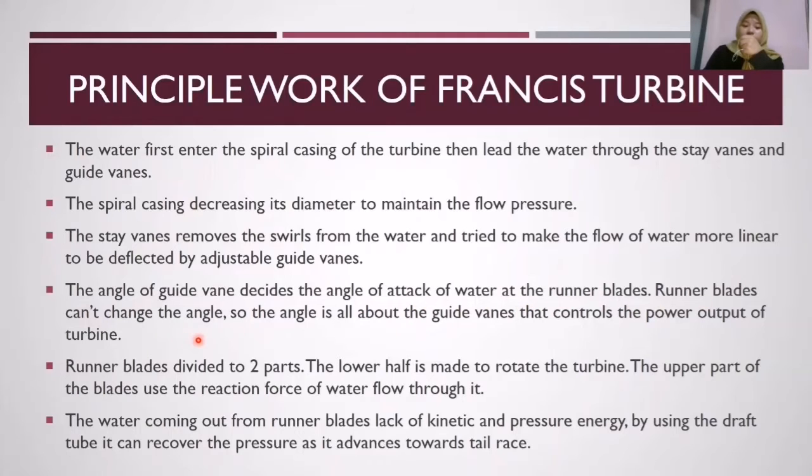Runner blades can change the angle, so the angle of the guide vanes controls the power output of the turbine. Runner blades are divided into two parts, the lower and the upper. The lower is made to rotate the turbine, and the upper part uses the reaction force of the water flowing through it. The water coming out from the runner blades lacks kinetic and pressure energy, and by using the draft tube, it can recover the pressure as it advances towards the tail race.